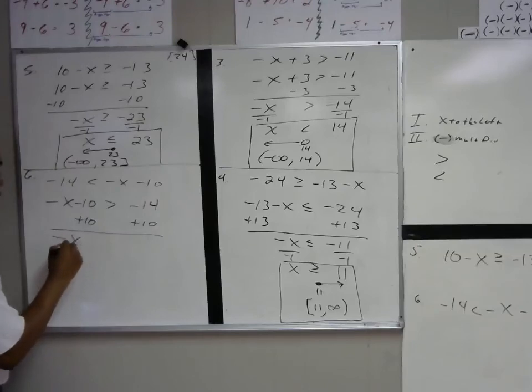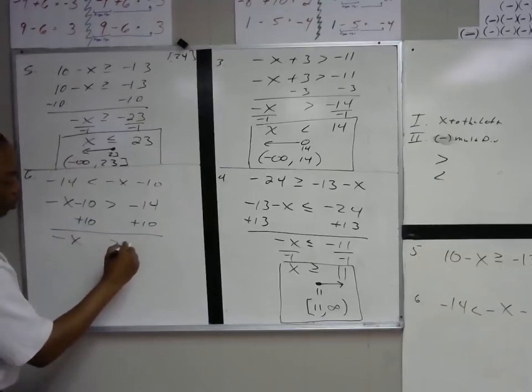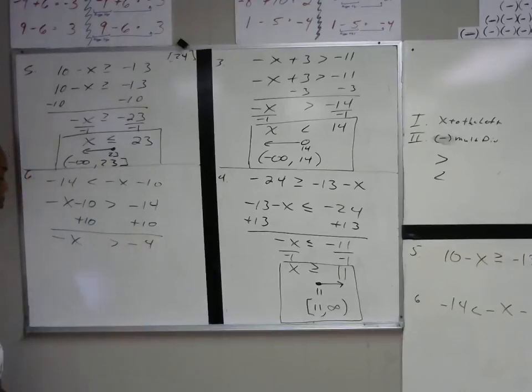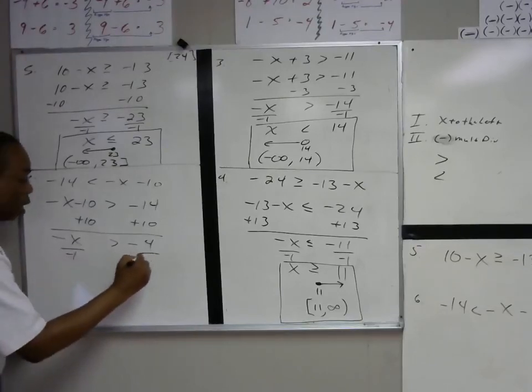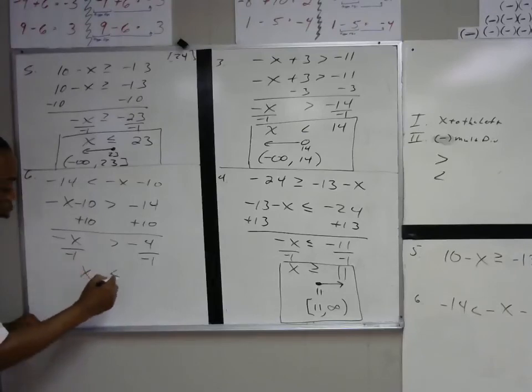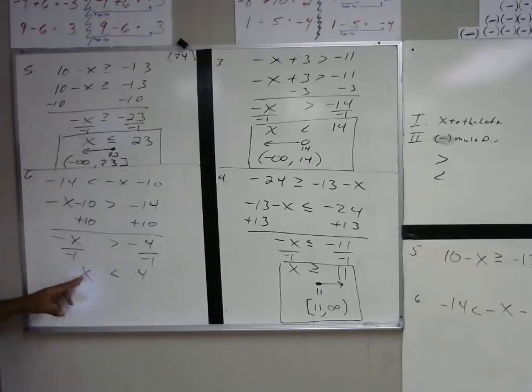That gives me negative x is greater than negative 4. Okay, good. Okay, we're going to divide by negative 1 in order to get rid of the negative here. So negative 1 here, negative 1 here. And I end up with x switches to less than sign and positive 4. So x is less than 4 is our solution.